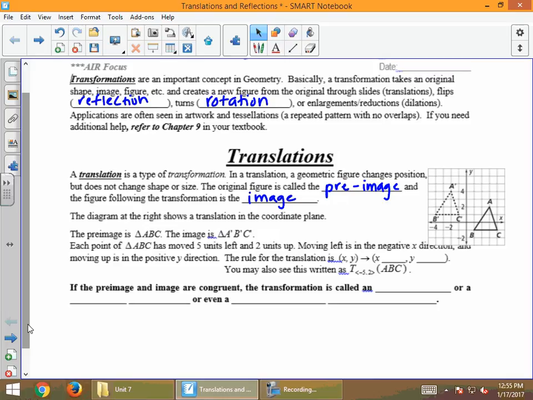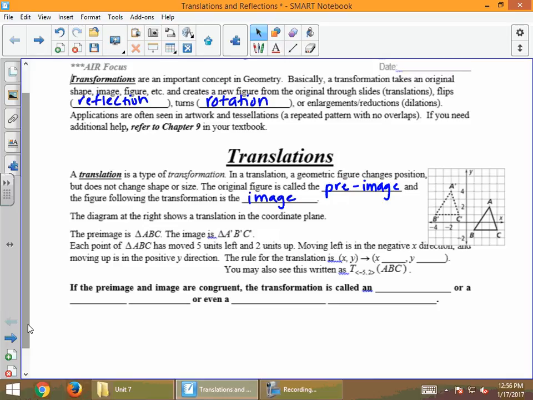So we look at this diagram. We know this guy right here is the pre-image. Okay? I know this is the pre-image because there's no tick marks. It's just A, B, C. There's no little apostrophes or tick marks with those letters.